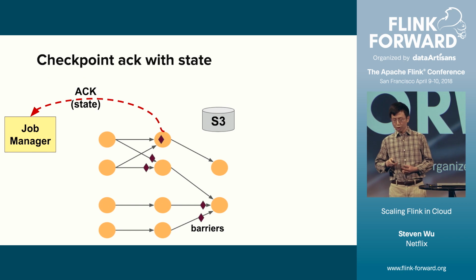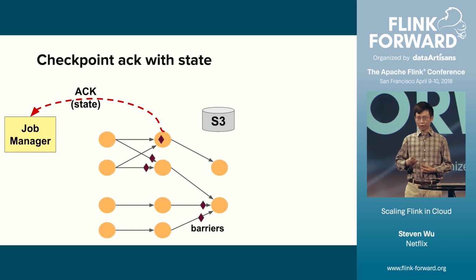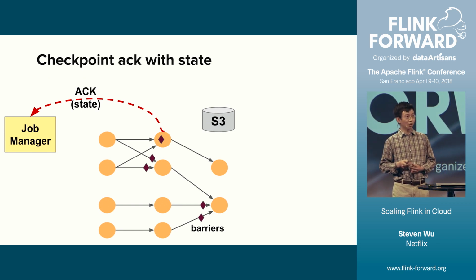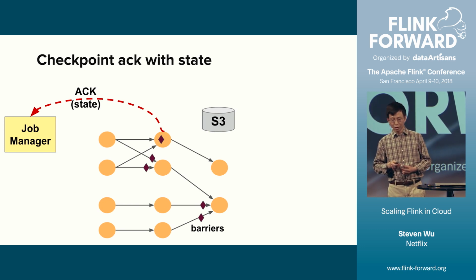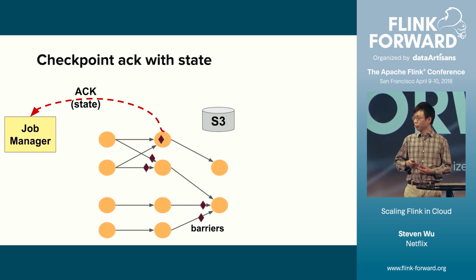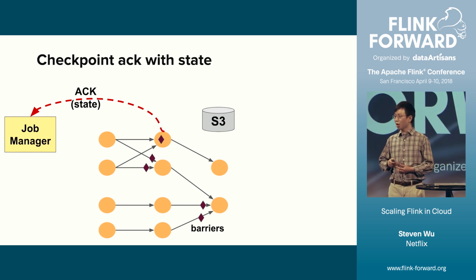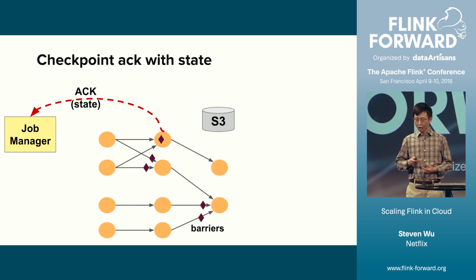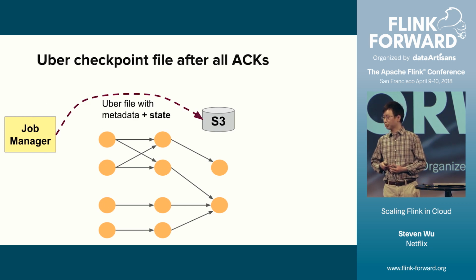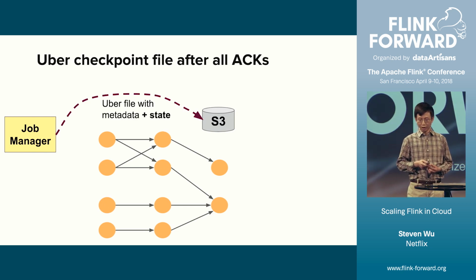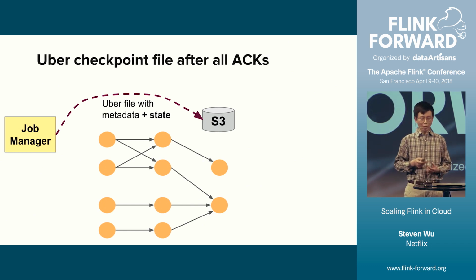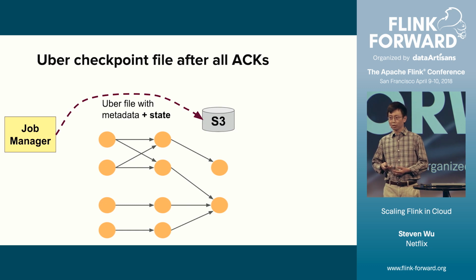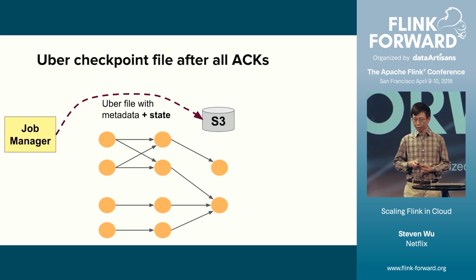When the operator takes a snapshot of the state, if the state size is smaller than this threshold, the Flink operator will send the state as part of the acknowledgement back to the job manager. So the job manager will store the state first. After the job manager gets all the acknowledgements from the other operators, it will then write the Uber checkpoint file with metadata and with the state embedded directly. This way, operators do not write to S3 anymore. Only the job manager writes to S3 once.